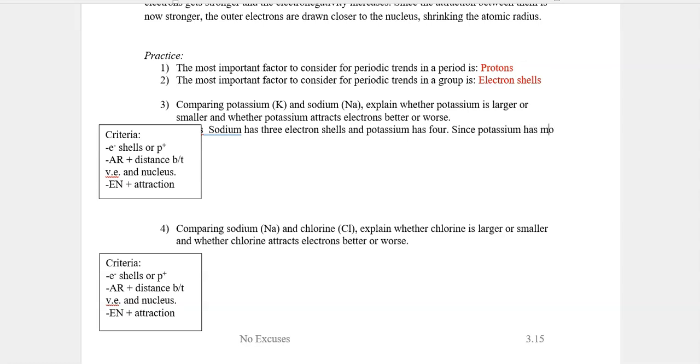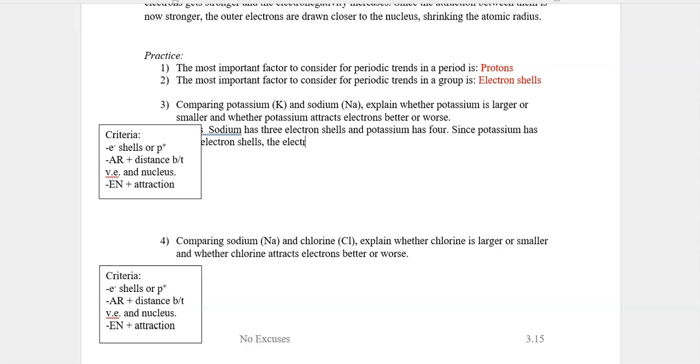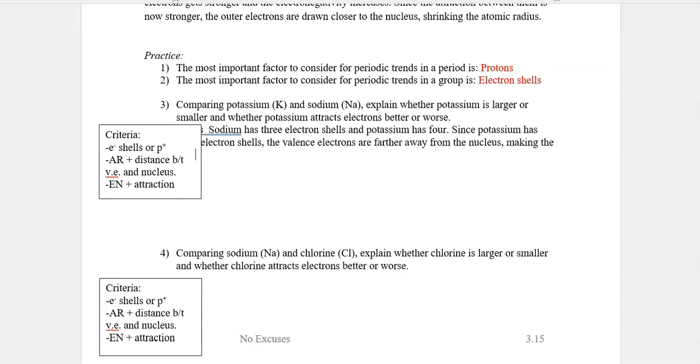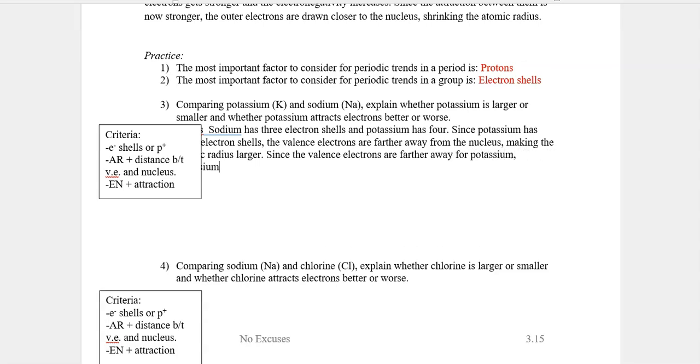Since potassium has more electron shells, the electrons are farther away from the nucleus. The valence electrons specifically. The inner ones are actually closer, making the atomic radius larger. Since the valence electrons are farther away for potassium, potassium has a weaker electronegativity and electrons are not attracted as much.